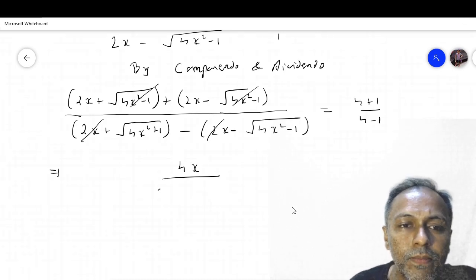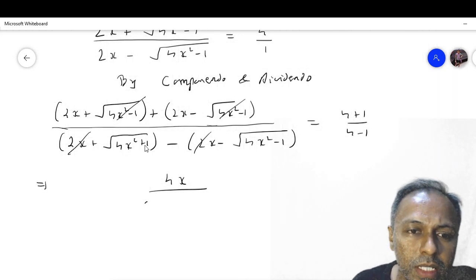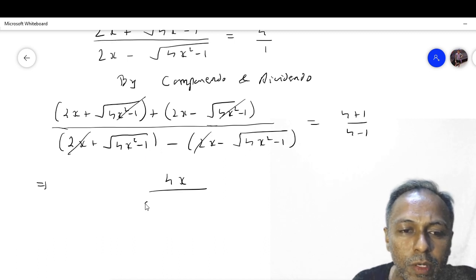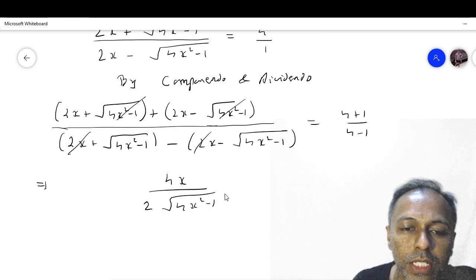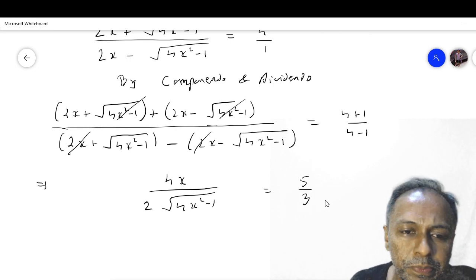Just 1 second. There is a minus sign here, inside. So root 4x square minus 1, minus of minus will become plus. So it will become 2 times root of 4x square minus 1 is equal to 5 upon 3.